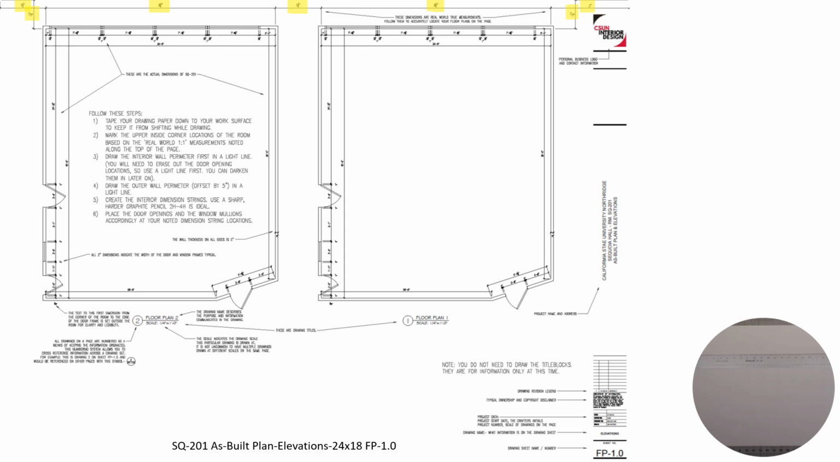So let's zoom in on these dimensions that are highlighted across the top of this page, because their purpose is to help you locate the corner of your drawing of the room SQ201 from the edges of the paper, so that all of our drawings, everybody's drawings, are virtually identical as far as the location of these room plans on the paper.